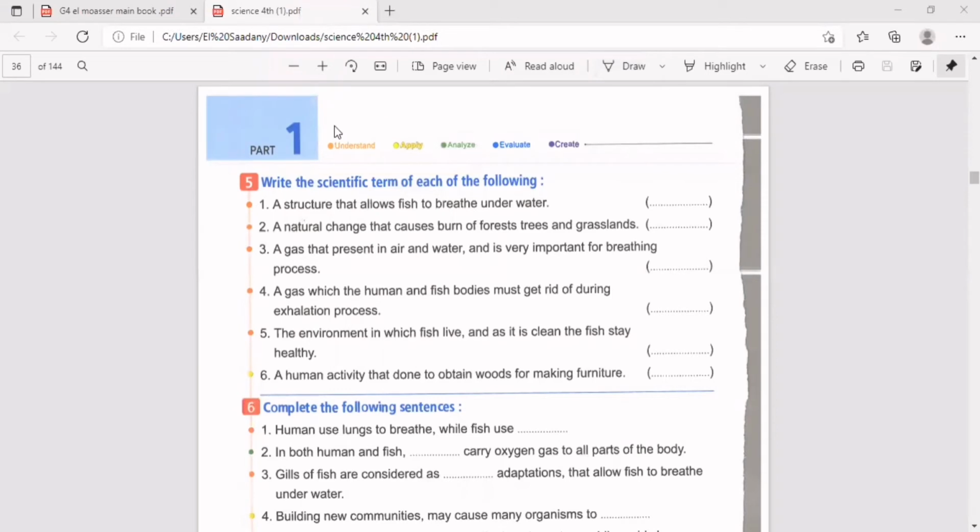Yalla, today inshallah we're going to solve some questions in the exercise book of Al-Muasir. This is page 36.